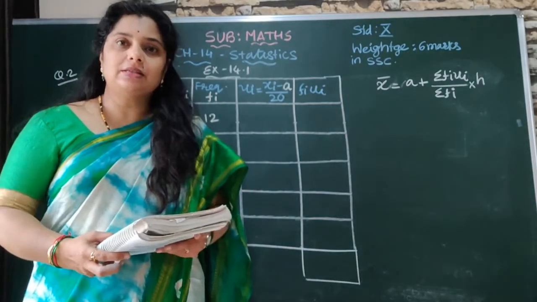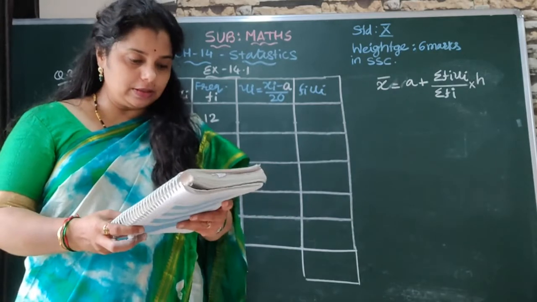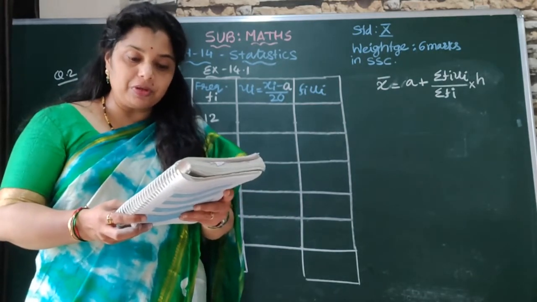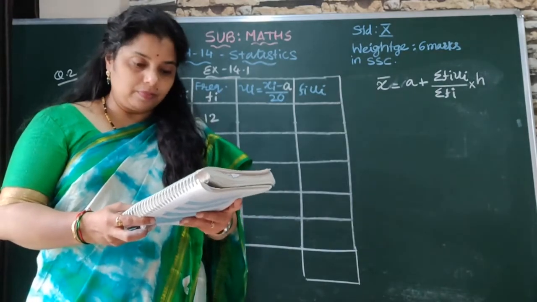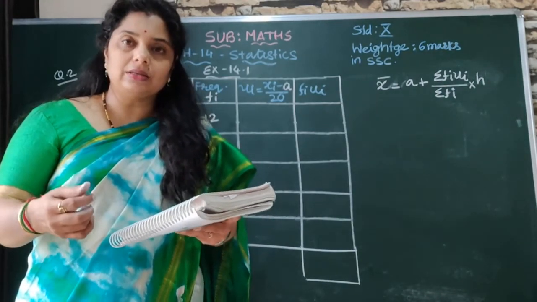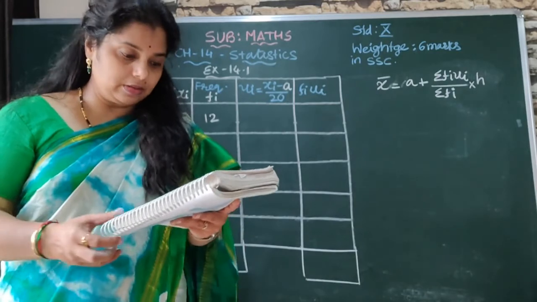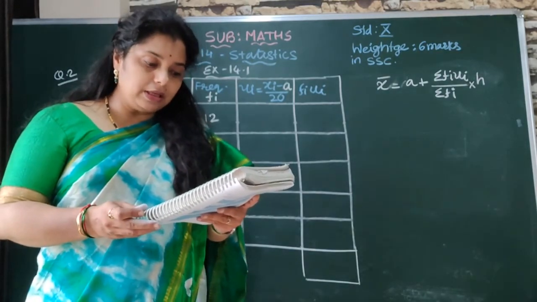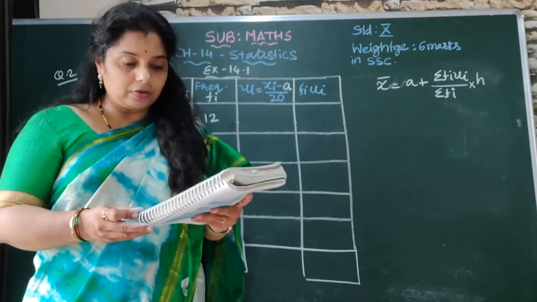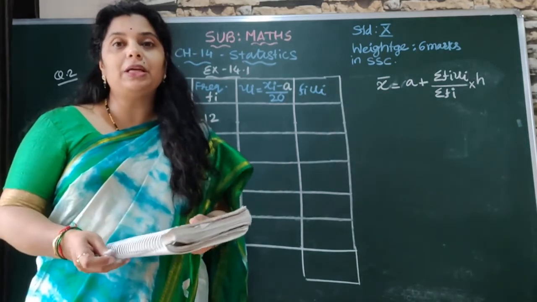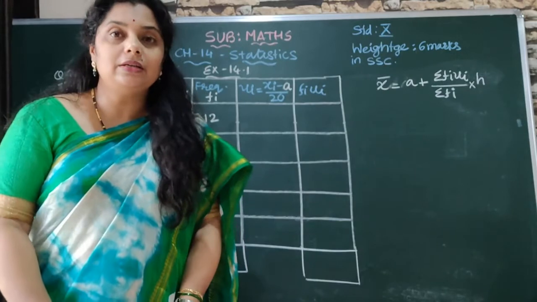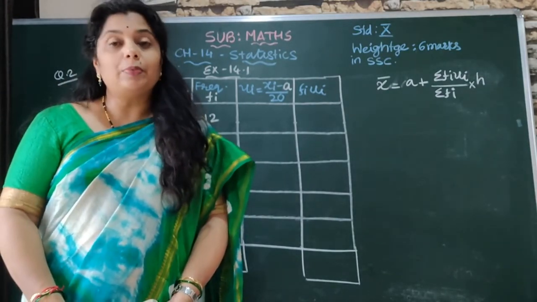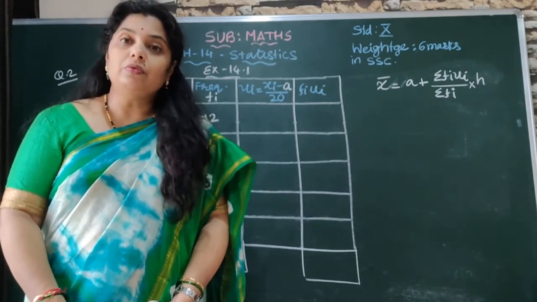Now let's start the second question. It is given: consider the following distribution of daily wages of 50 workers of a factory. Wages means their salary on a daily basis. The data is given, and we have to find the mean daily wages of the workers of a factory by using an appropriate method. Here they do not mention the particular method. The appropriate method we have to apply.